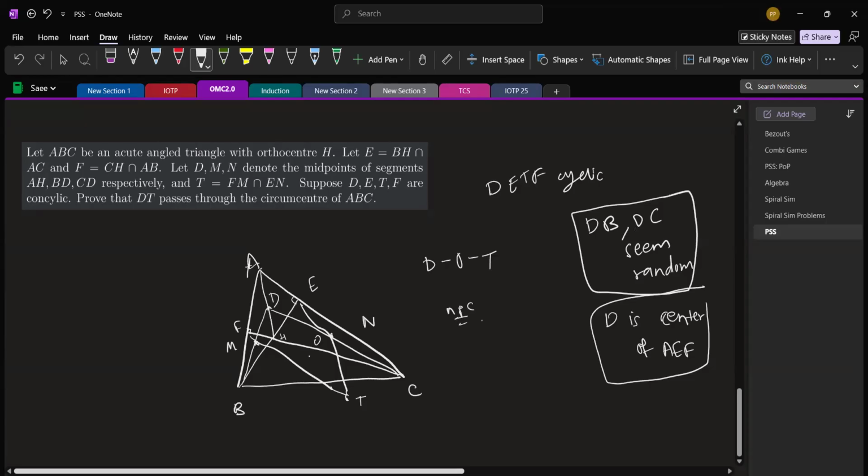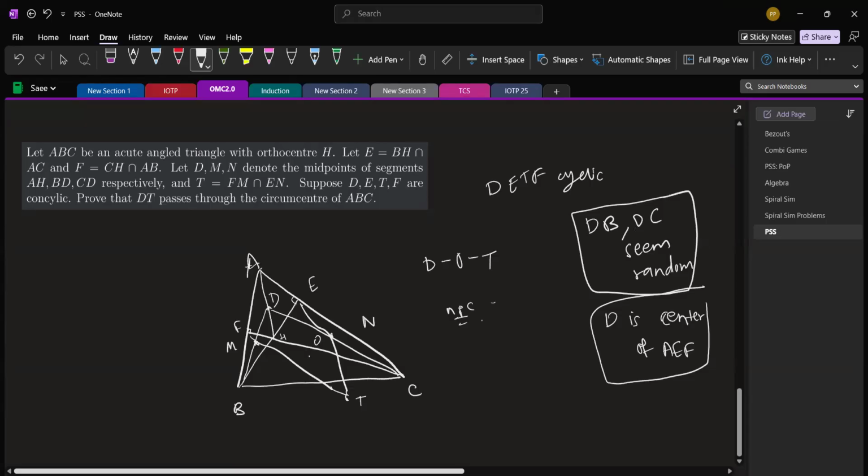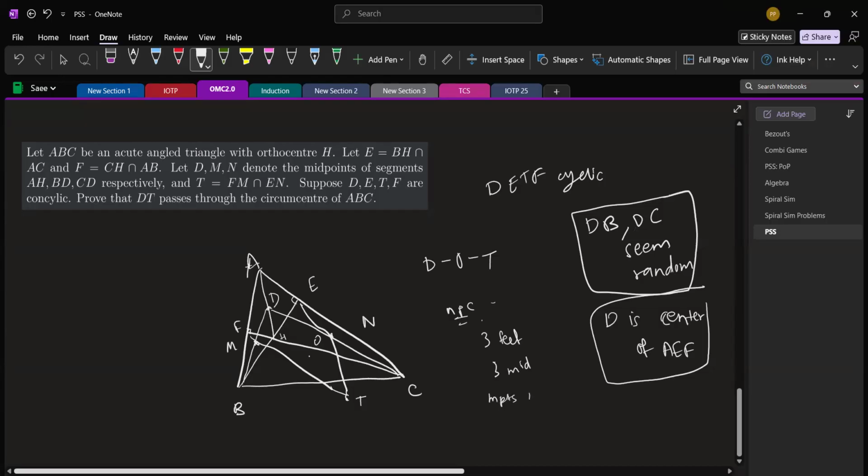Okay, we could do some cyclicity, directed angles. Do we know anything about the nine-point circle? The nine-point circle is the circle that passes through the nine points of a triangle: the three feet of altitudes, the three midpoints of sides, and the three midpoints of AH, BH, CH. Yeah, very cool stuff.